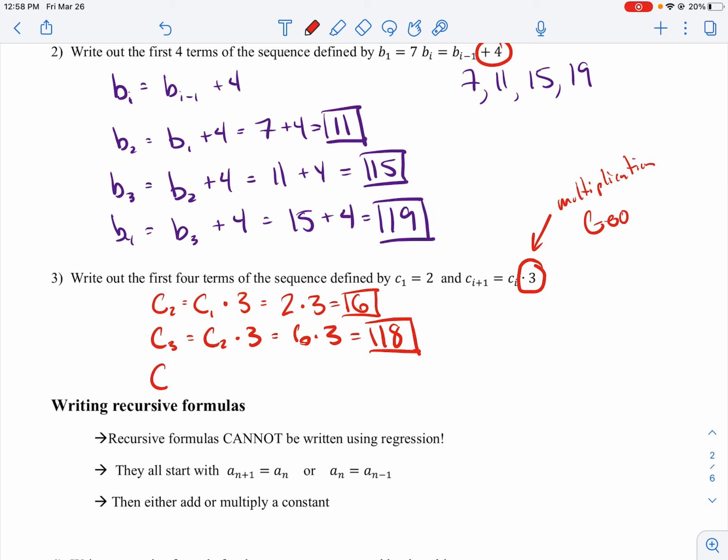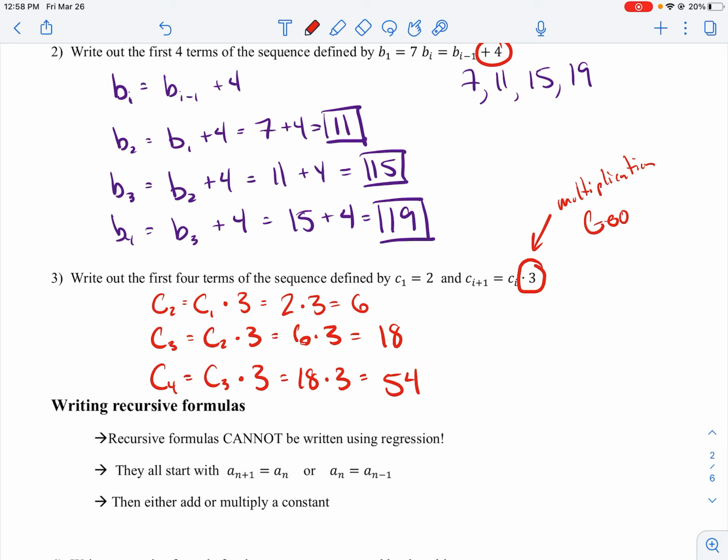And then finally, c sub 4 is equal to c sub 3 times 3. And so 18 times 3 is equal to 54. Okay? So those are our 4 terms, right? They gave us our first one, though.